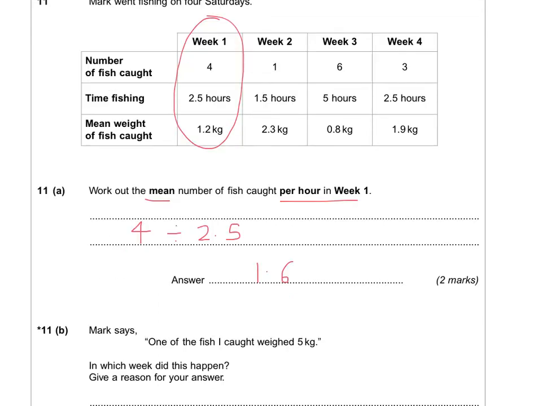11 part B. Mark says, one of the fish I caught weighed 5 kilograms. In which week did this happen? Give a reason for your answer. Notice that this is a starred question, meaning we have to be careful about how we explain our answer.